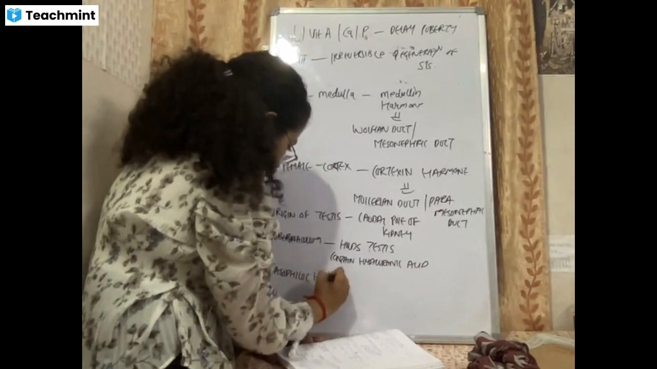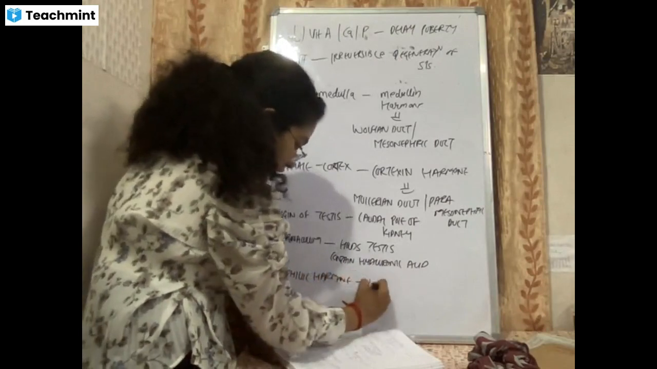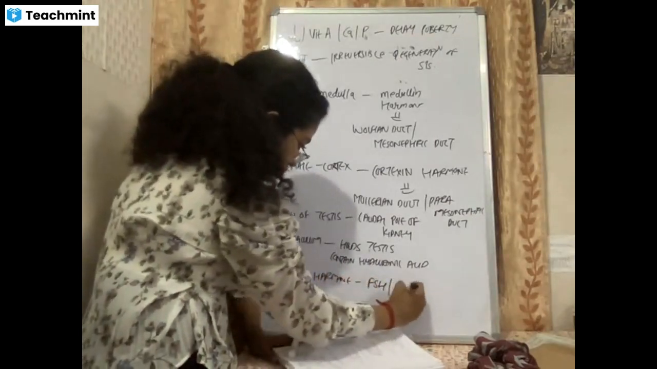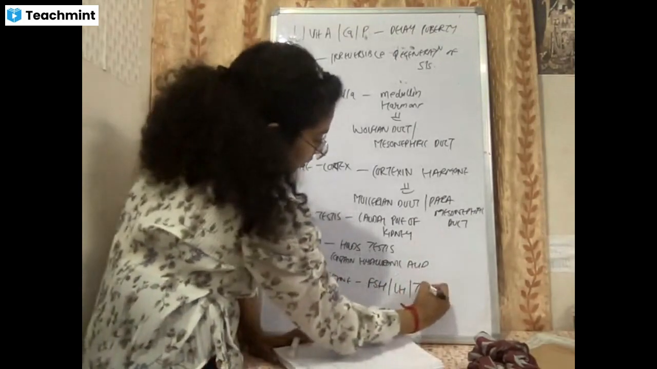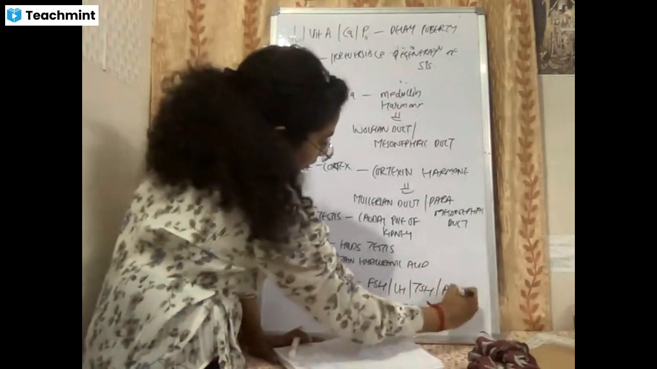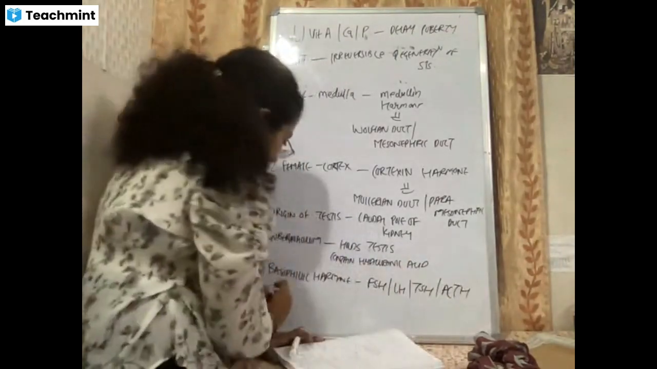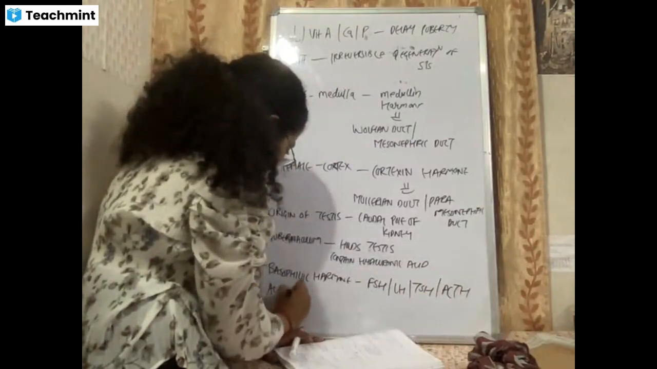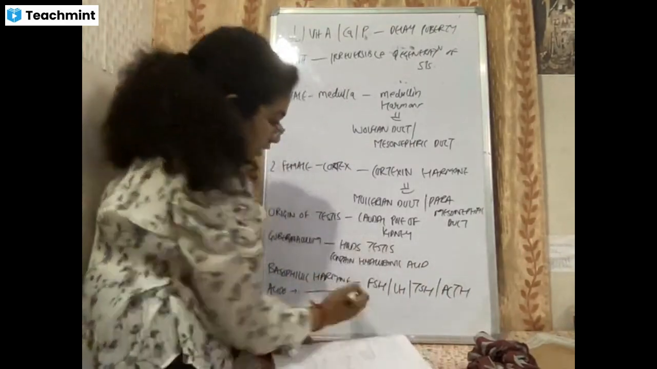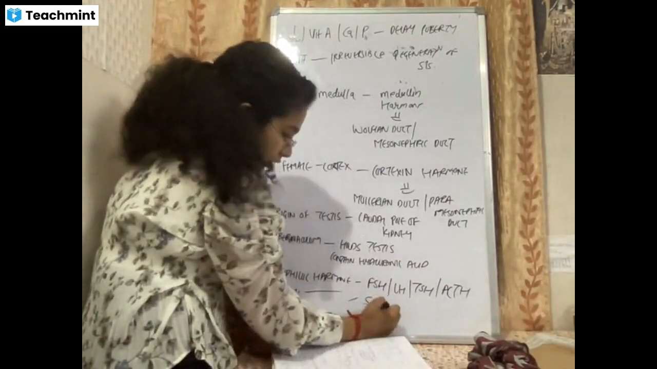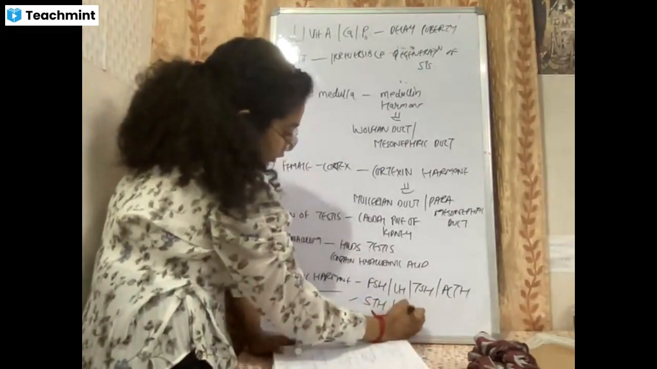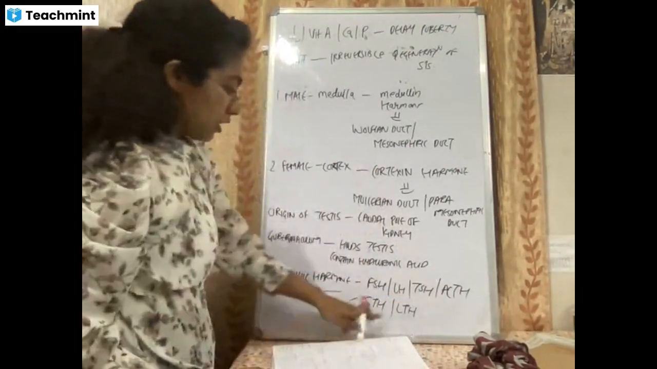Now, sometimes it is asked what are the basophilic hormones. The basophilic hormones are FSH, LH, thyroid stimulating hormone and the adrenocorticotropic hormone. Then what are the acidophilic hormones? They are the somatotropic hormone and lactotropic hormone: STH and LTH.